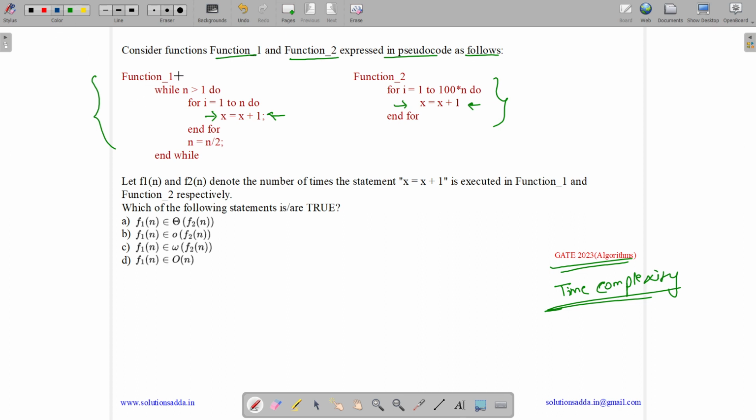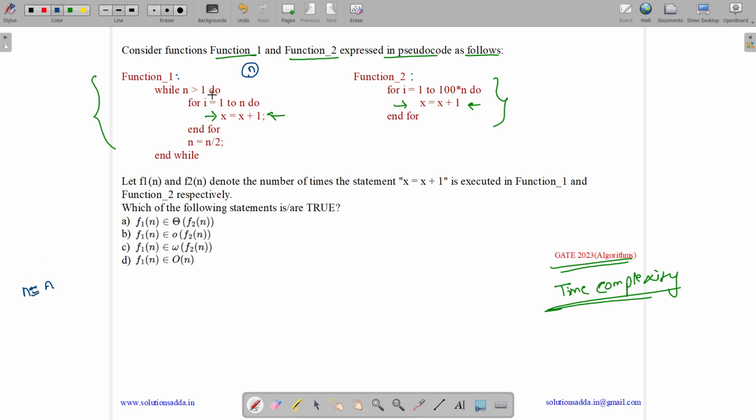So here we have function 1. We have a while loop over n, which is a variable, and we have a for loop over the same variable n, which is executing n times, and then we have x = x + 1, then end of for loop, then we divide n = n / 2, and then end of while. Let us see. Initially, let us suppose the variable n has the value n.